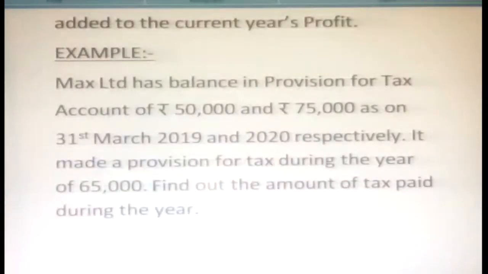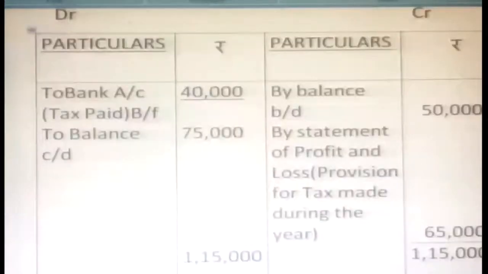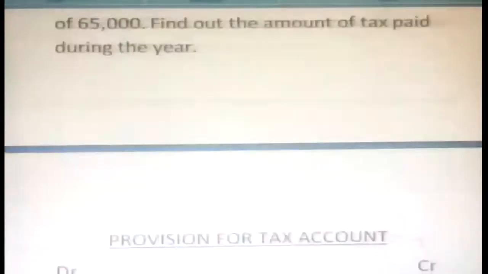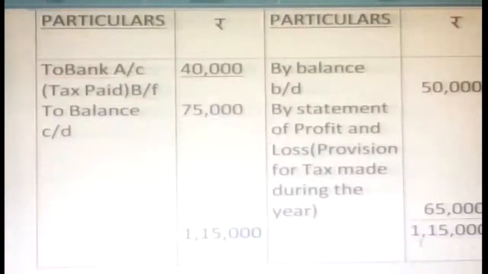Then how much tax did you pay? It made a provision for tax during the year of 65,000. That we are going to do on the credit side. By statement of profit and loss, provision for tax made during the year, credit side, 65,000. See this credit side here. When you total this, 1,15,000, we get the balancing figure of 40,000 to bank account. That is the entry here.